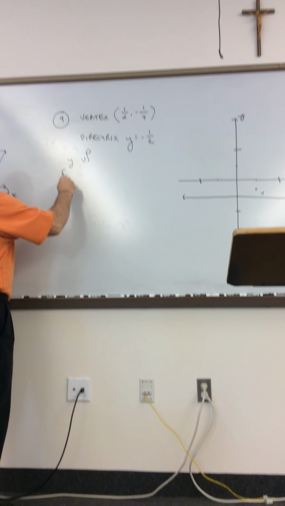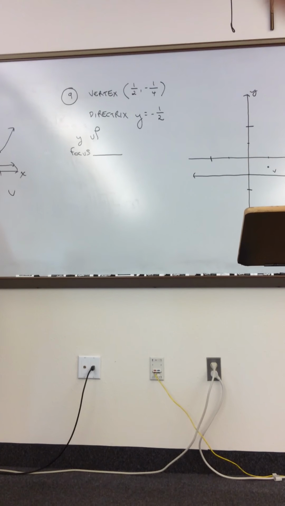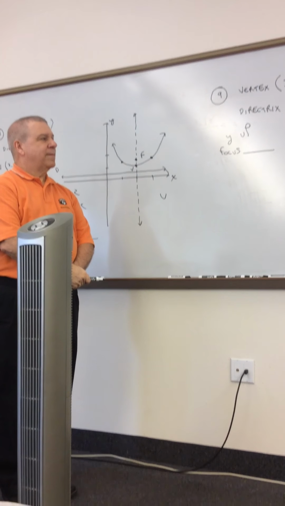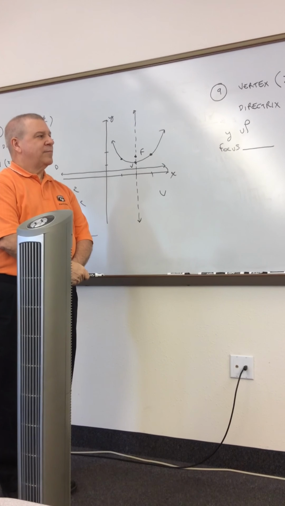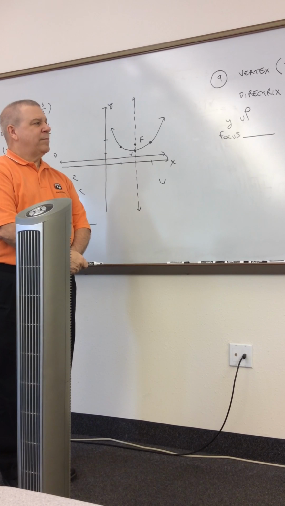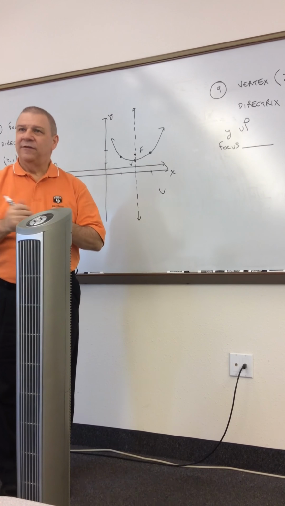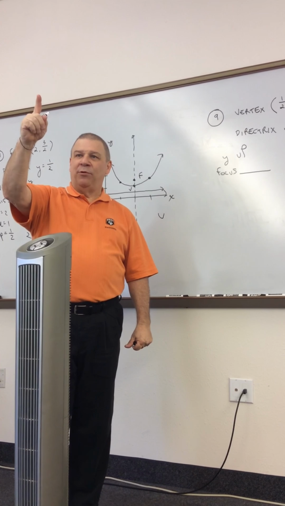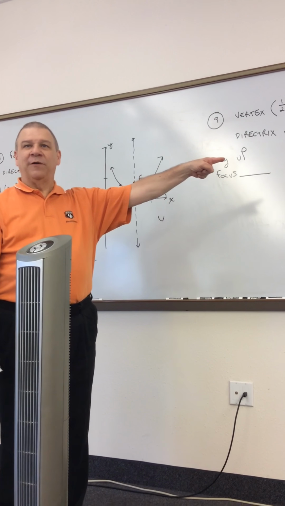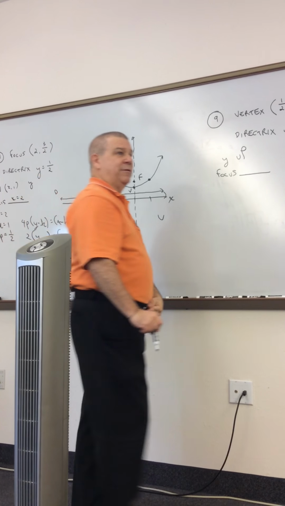You're just going to have to write these. Where's the focus? Now, come on, you guys got to be smart here. Look at the graph. The vertex is the midpoint between the focus and the directrix. So where would the focus be on that graph? Look. Rob: 1/2, comma, 0.